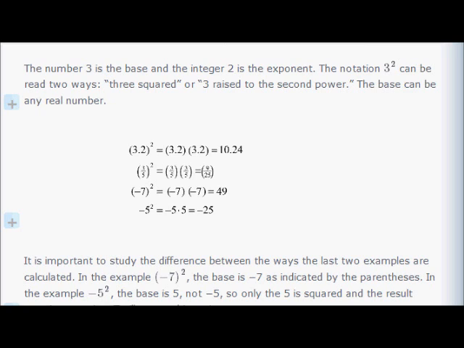The negative is not going to be squared here. We have a negative in front of 5 squared, which means that 5 is being squared. The base is positive 5, not negative 5. And so you still need to multiply the negative by whatever that works out to. So negative times 5 times 5 is equal to negative times 25 equals negative 25.